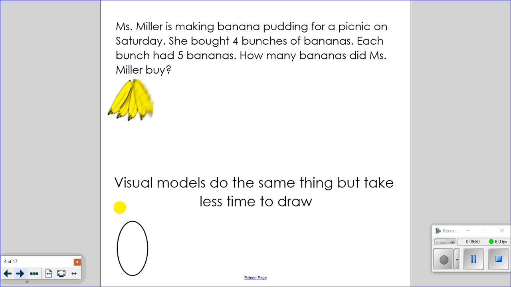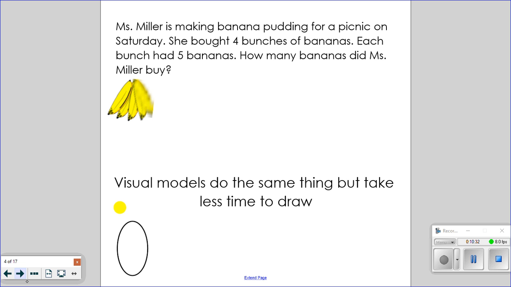Does that mean I bought 4 bananas? No. I bought 4 bunches of bananas. Does that mean 4 individual bananas? No. If it's a bunch, remember it's a group. Each bunch had 5 bananas. How many bunches did I buy? 4. Archer? 4 bunches. And each of those bunches had 5 bananas. My question is, how many bananas did Miss Miller buy?